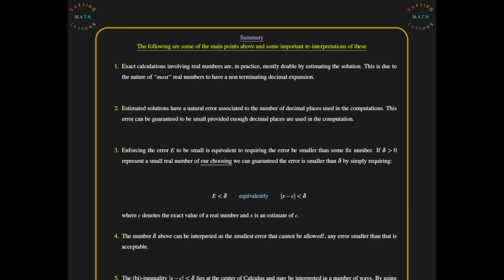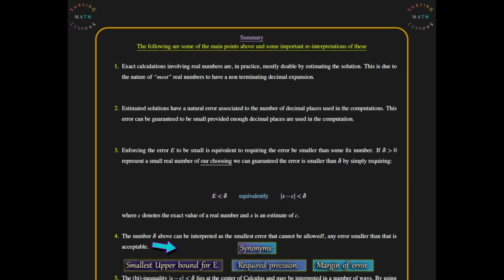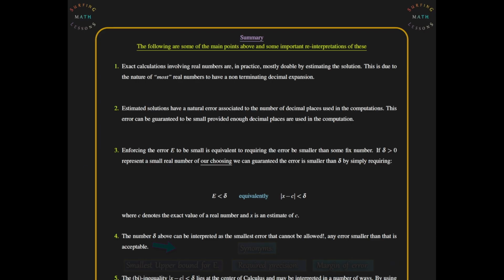The third is that enforcing the error to be small is equivalent to requiring the error be smaller than some fixed number. If delta is greater than 0 represents a small real number of our choosing, we can guarantee the error is smaller than delta by making use of one of the inequalities below. This number delta can be interpreted as the smallest error that cannot be allowed. Any error smaller than delta is acceptable, and any error bigger than delta should not happen.